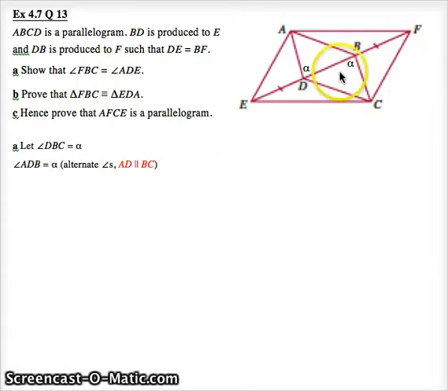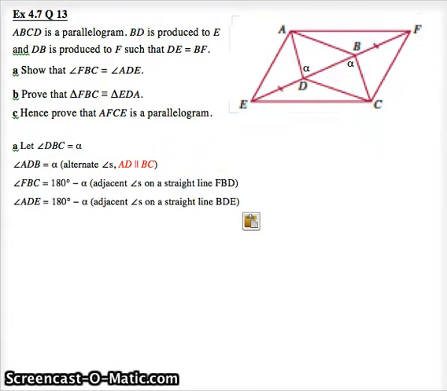Now, looking at the question, we have to prove that angle FBC is equal to angle ADE. We know the angles adjacent to those two angles. Angle FBC would be 180 minus alpha because we have a straight line there, and angle ADE similarly would be 180 minus alpha because we have a straight line here. So we're just going to write those both up.